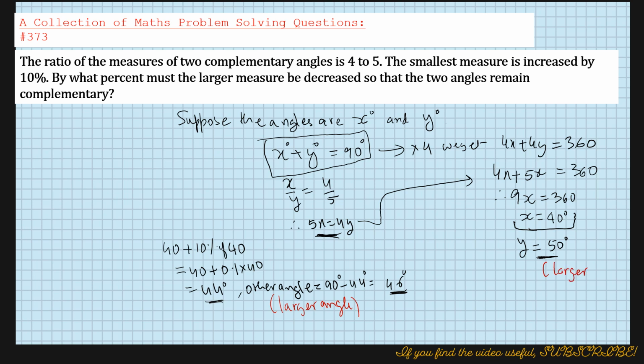So to just clarify, the larger angle has decreased by 50 minus 46 out of 50 times 100, and that would be 4 times 2, and that is 8. So by what percent must the larger measure be decreased? That would be 8%.